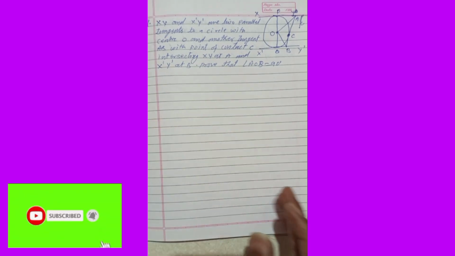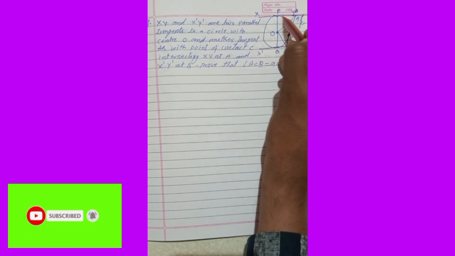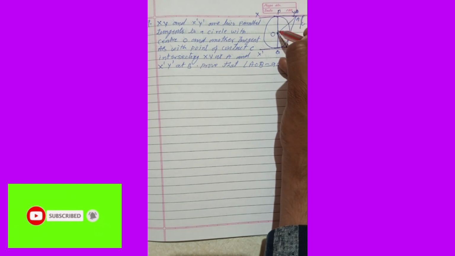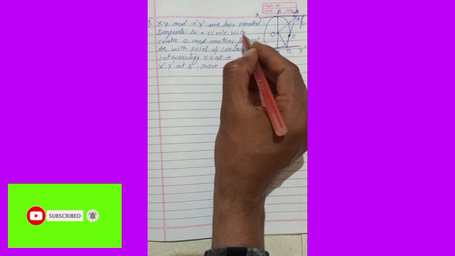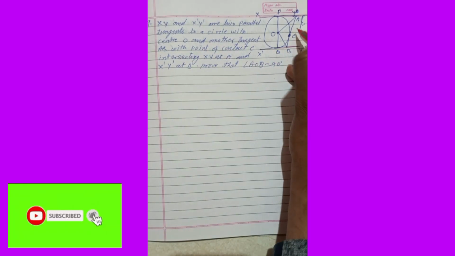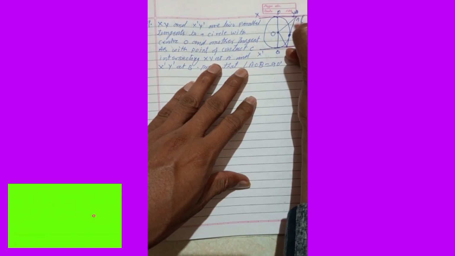We are taking question number 9. So what does question number 9 say? Question number 9 says XY and X'Y' are two parallel lines, each tangent to a circle with center O, and O is the center, meaning POQ is a diameter of the circle with center O, and another tangent AB. Tangent is there, AB, that is the tangent. Another tangent it is.